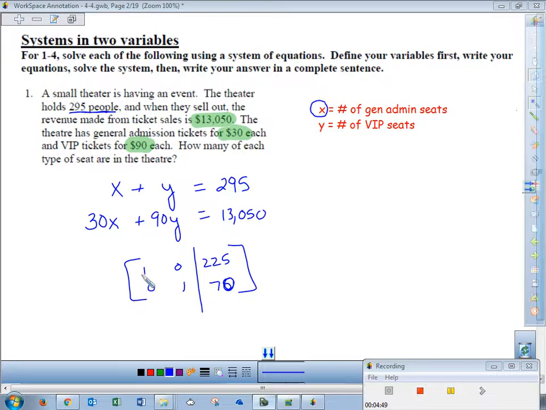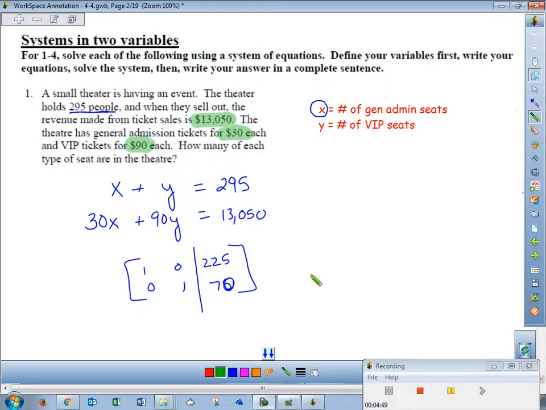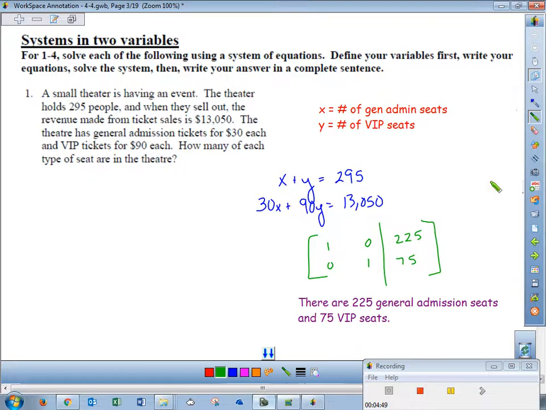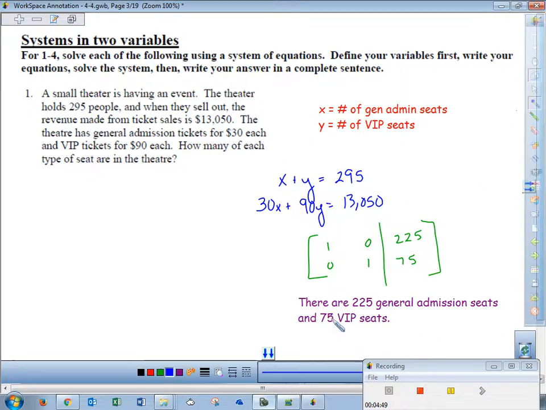So the idea is to read this. This really just says x equals 225 and y equals 70. So I can answer that in a complete sentence. And of course, I have a small little typo there because I thought the answer was 75, but it's 70.